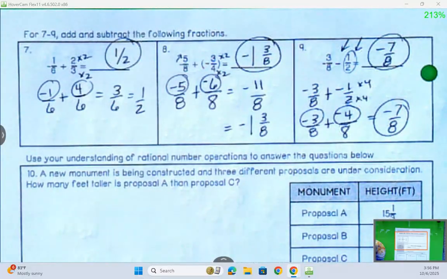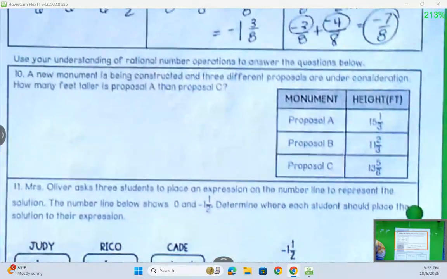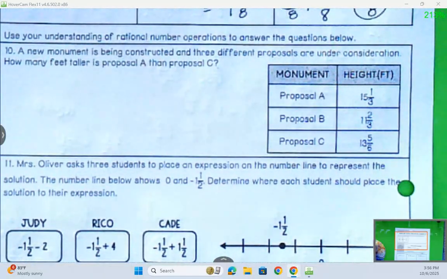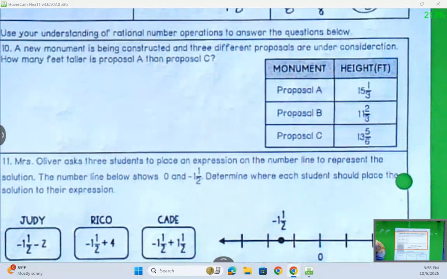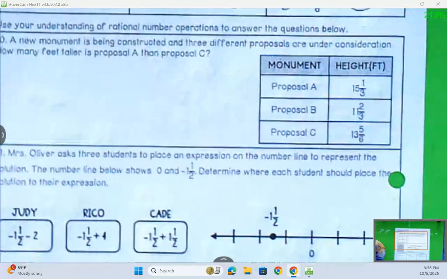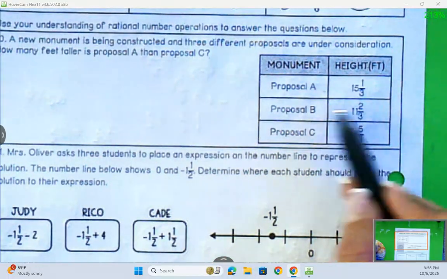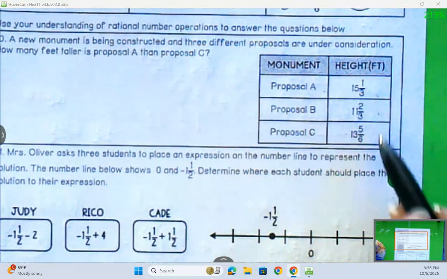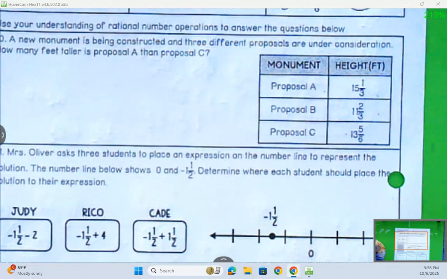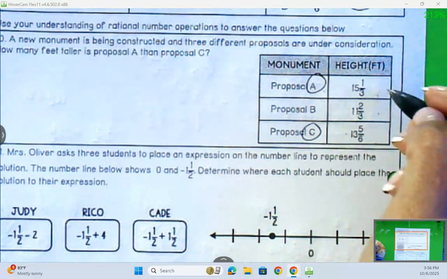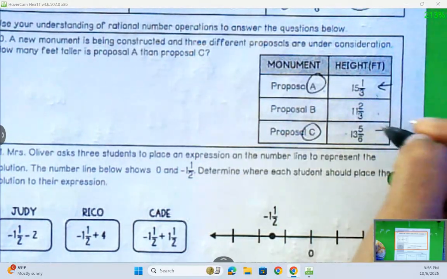Okay, then we have a word problem. Use your understanding of rational number operations to answer the following questions. A new monument is being constructed and 3 different proposals are under consideration. So here's proposal A, B, and C, and then the height in feet. How many feet taller is A than C? So we're actually looking at the difference between A and C.